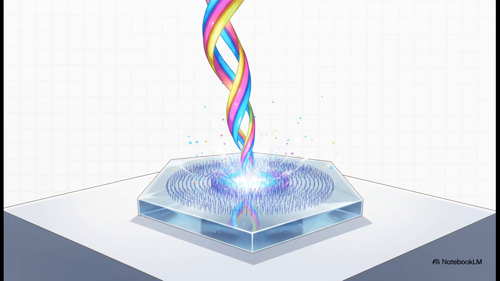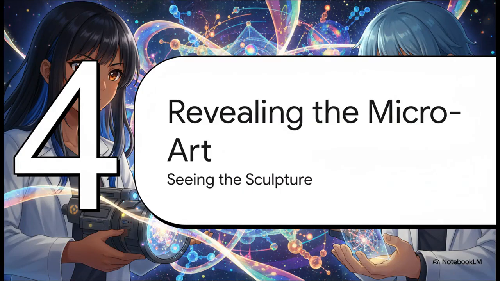Scientists have all sorts of cool names for them, like polar vortices or skyrmions, but what they really are, in a sense, are tiny, durable packets of information written into a crystal with a beam of light. Creating this sculpture is one thing, but that begs a huge question. How on earth do you see it? We're talking about patterns written on a canvas of atoms. Just being able to observe this microscopic art is a monumental challenge all by itself.